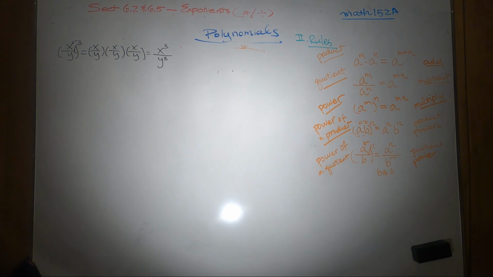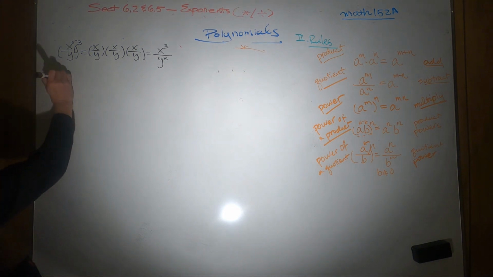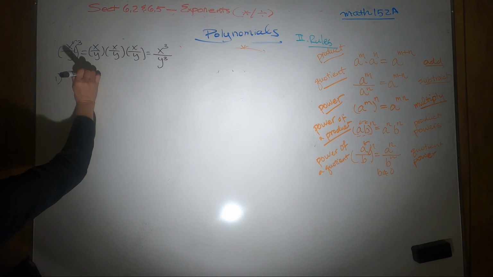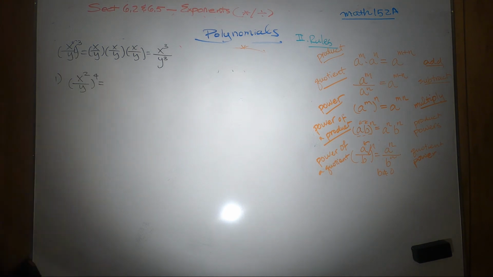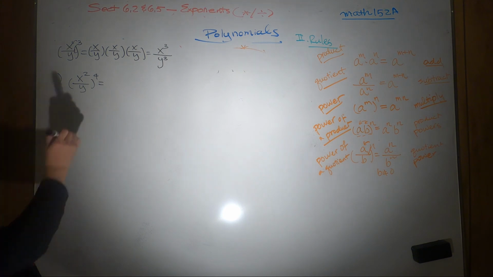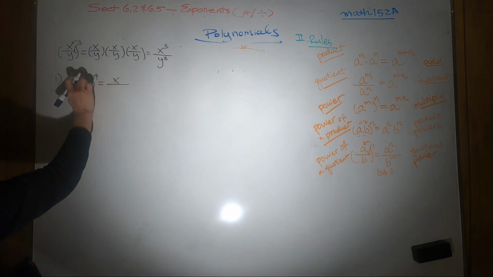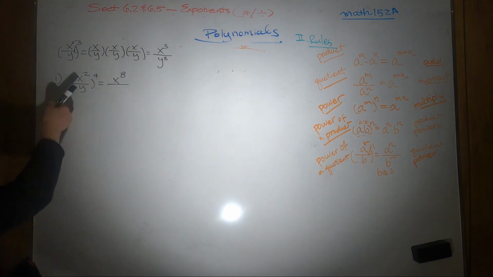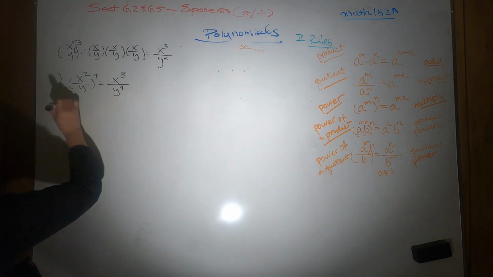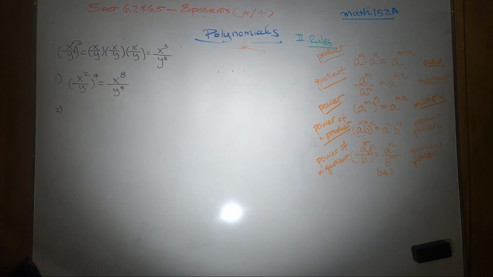So, if we have an example like this, what do you think? How many x's? Power on power, you multiply that, right? Then y would be 4 of them, right?